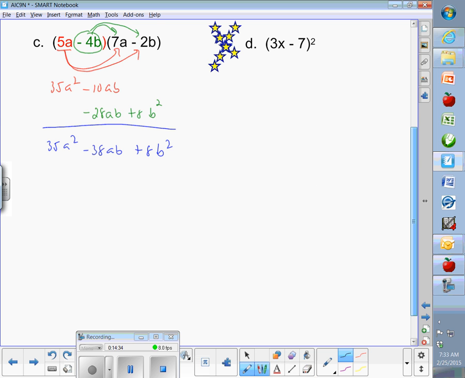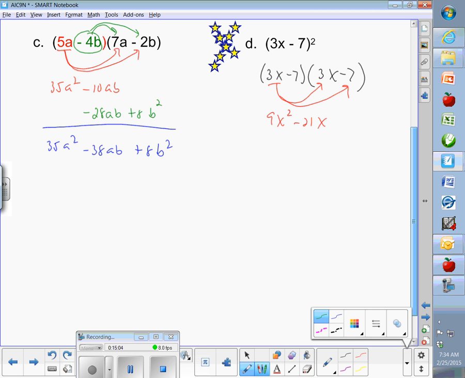Oh, it's easy. What does it mean to square anything? It means take the base and multiply it times itself, doesn't it? Right? Take the base and multiply it times itself. We know how to do that. Hey, what do you got left? Distribute problem. Okay. Front times front, 9x squared. Front times back, negative 21x. Back of the front term times the front, negative 21x. And negative 7 times negative 7, positive 49.